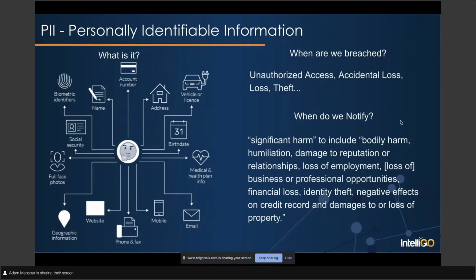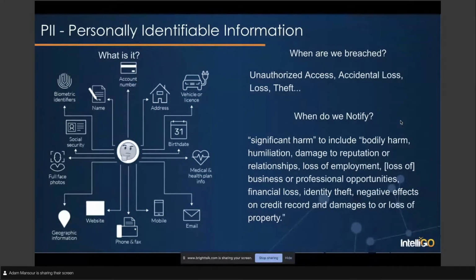Now, it's important to understand that when you have a breach, there's also an obligation in some cases as to when you should notify. So there's PII, there's breaches, and then there's a decision you have to make as to whether or not you should notify. And on the average, what we sort of say is you have to believe that there is significant harm, which could include things like bodily harm, loss of employment or professional opportunities, financial loss.